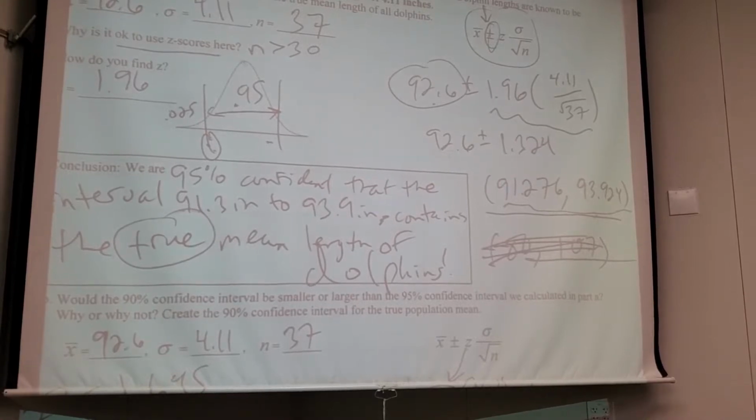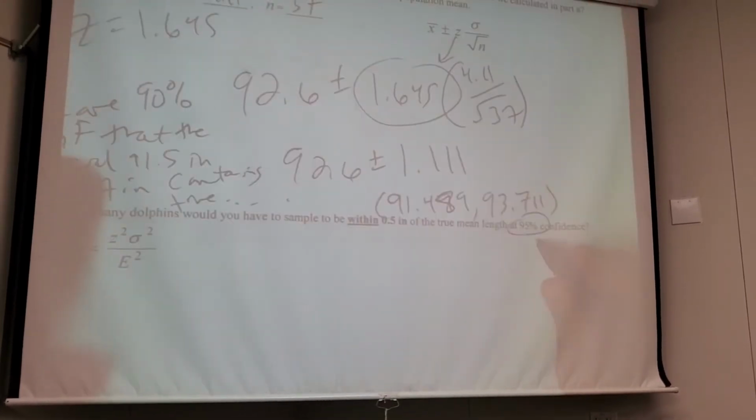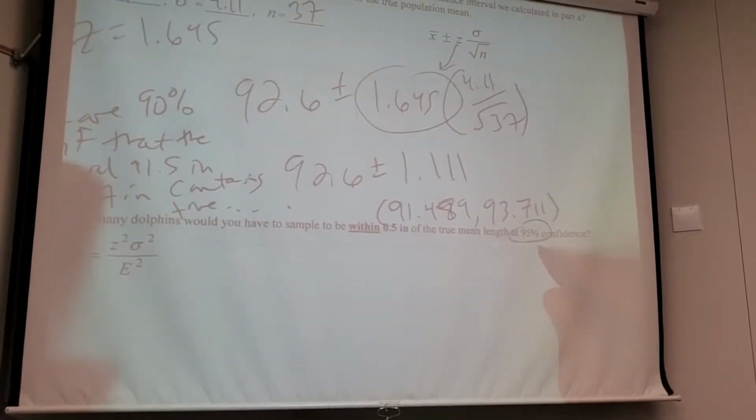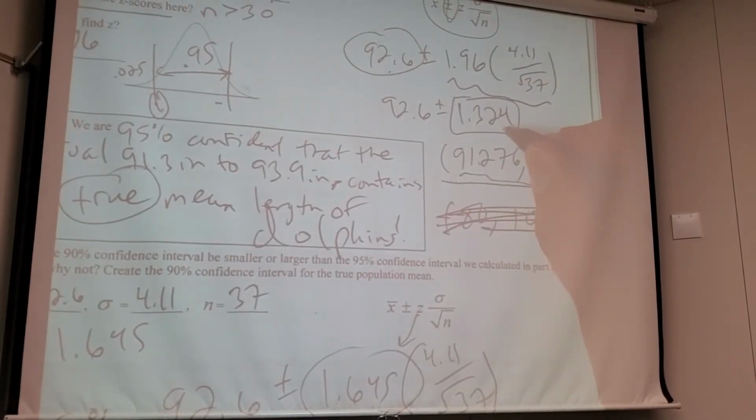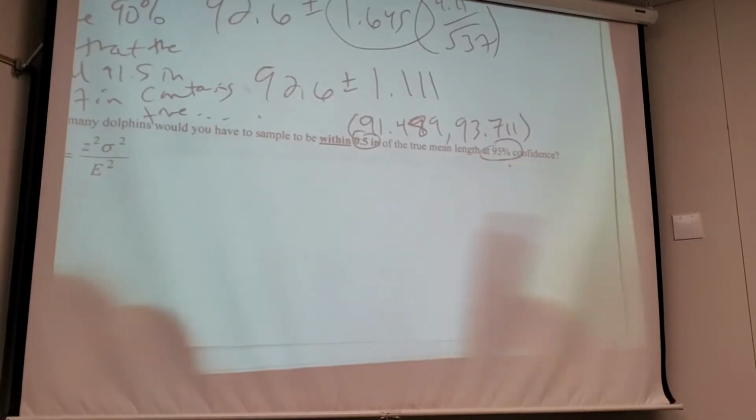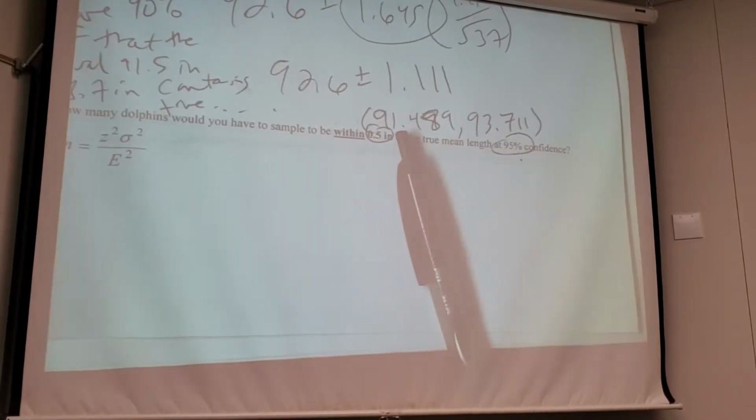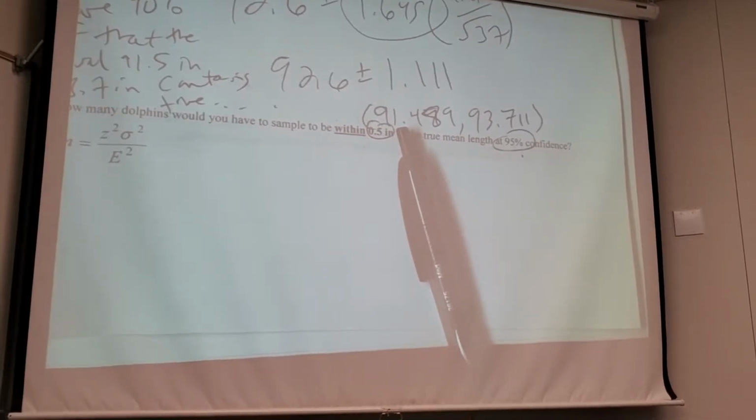So look at this last question. I'm at 95% confidence, right? So you guys see it? But I don't want to have a 1.324 error. I want to have a half an inch error. How did I know that that was the error? Probably because of that bold and underlined word.